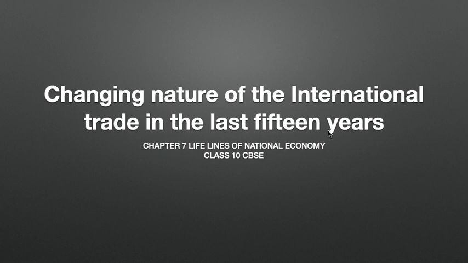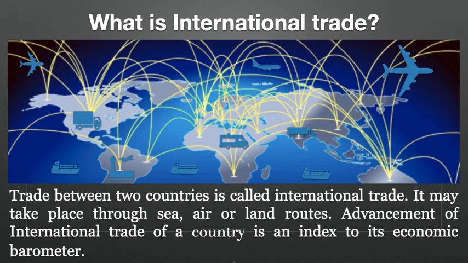Changing nature of international trade in the last 15 years. Chapter 7, Lifelines of National Economy, Class 10, CBSE. What is international trade? Trade between two countries is called international trade. It may take place through sea, air or land routes. Advancement of international trade of a country is an index to its economic barometer.